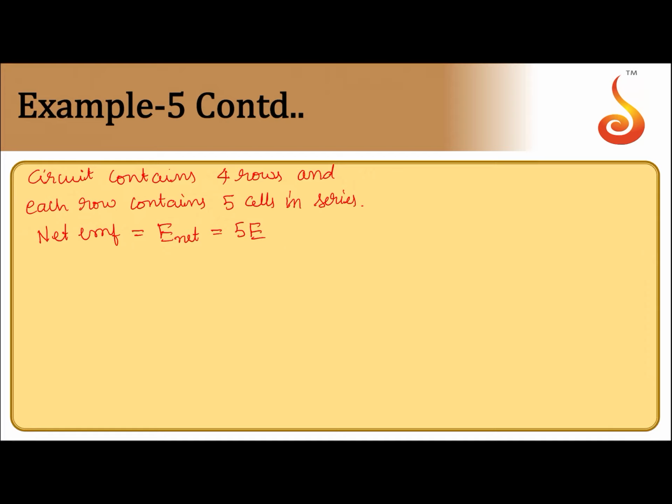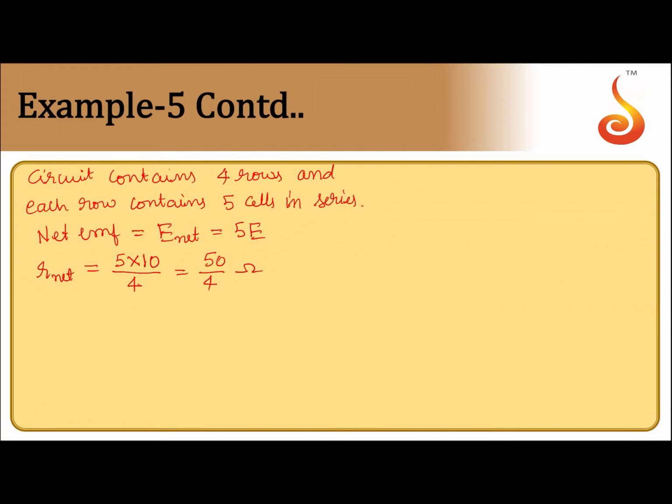So what happens to internal resistance? So internal resistance R net will be equal to, in each row there are 5 cells, so it should be 5 into each one has internal resistance 10, and there are 4 such rows, so it should be divided by 4. So that should be 50 by 4 ohm. This is net internal resistance.